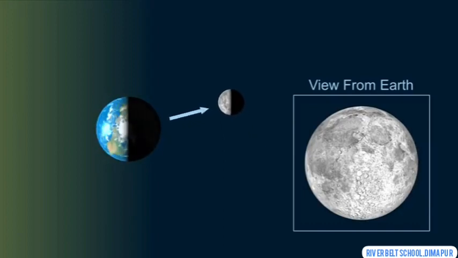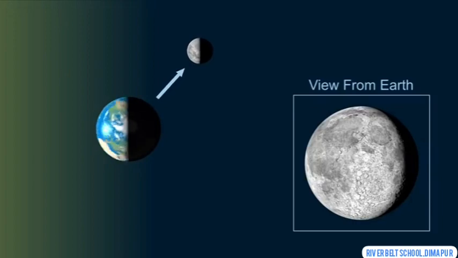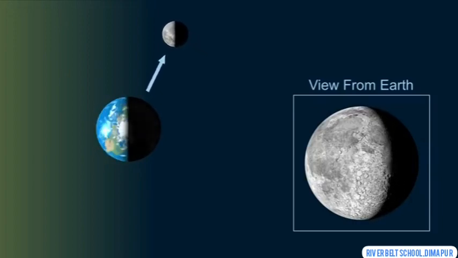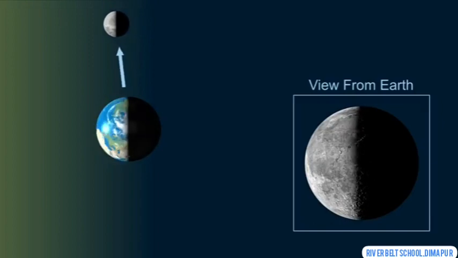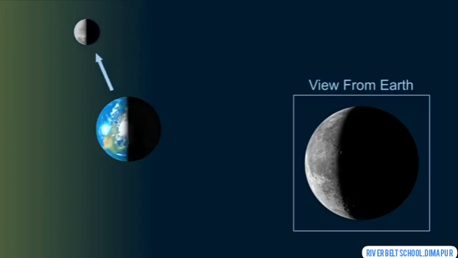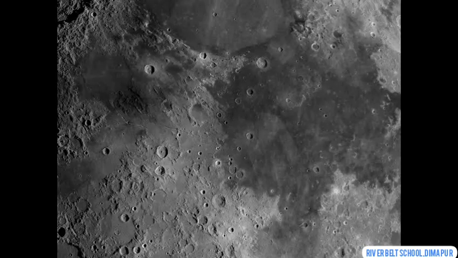The moon revolves around the Earth just like the Earth revolves around the Sun. It takes approximately 28 days for the moon to complete one revolution around the Earth. The moon has no atmosphere. The surface of the moon is covered by craters of different sizes. Craters are formed when asteroids or comets from space collide with the moon's surface.